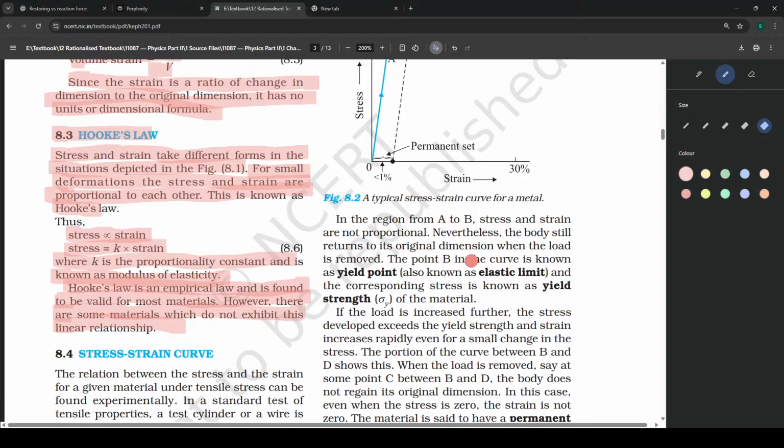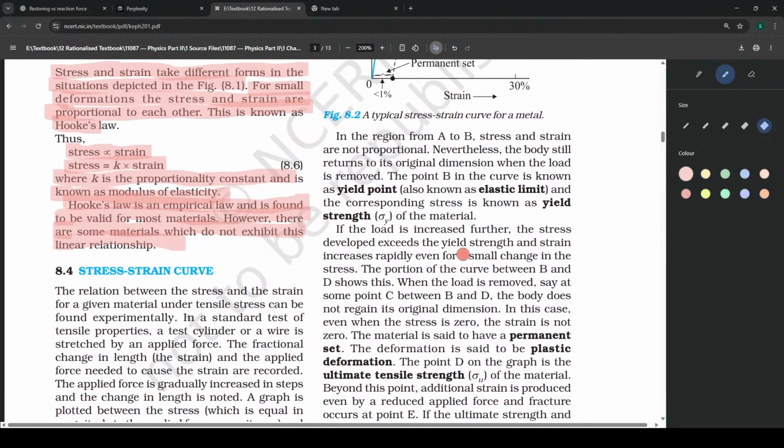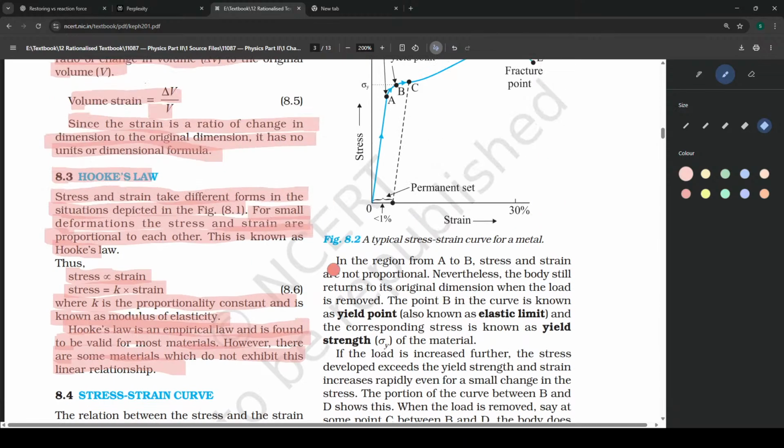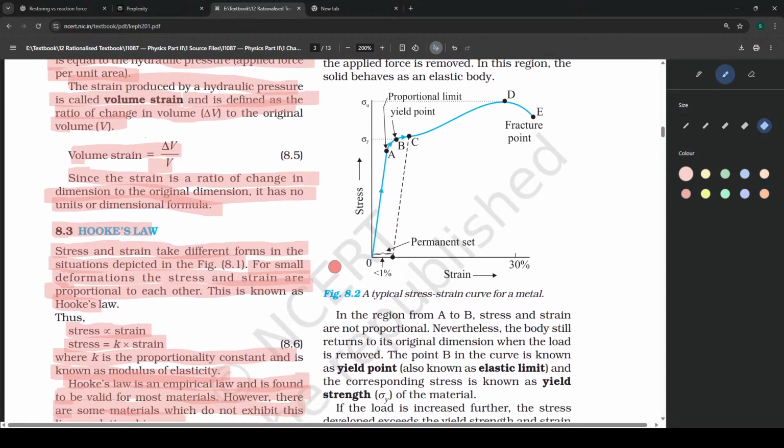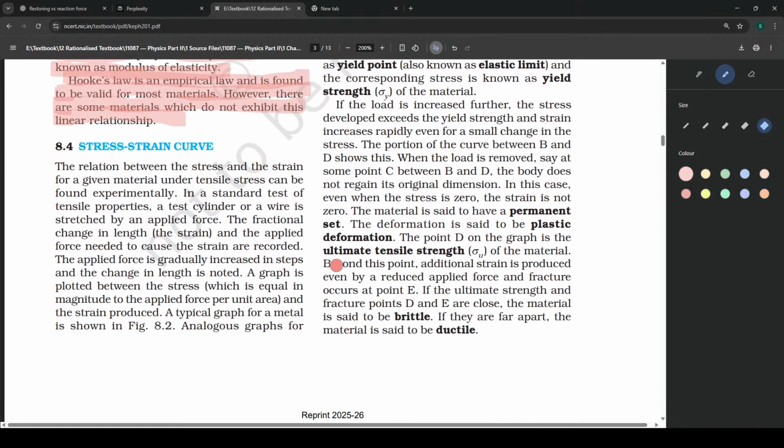The restoring force will continue to increase with increase in elongation till a certain point, and K represents the modulus of elasticity. Hooke's law is an empirical law and it is found to be valid for most materials. However, there are some materials which do not exhibit this linear relationship. Now let's see the stress strain curve here.